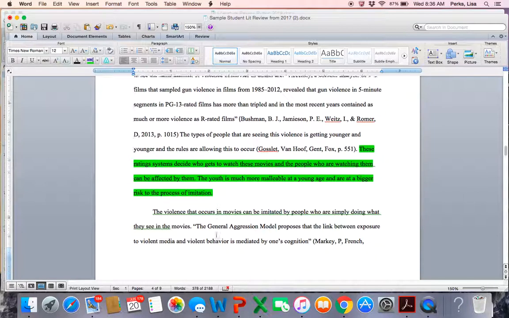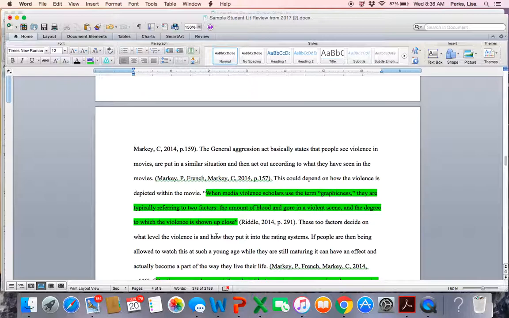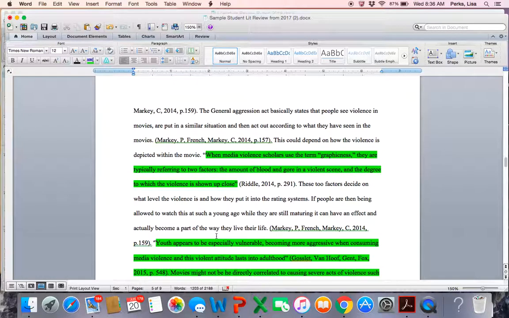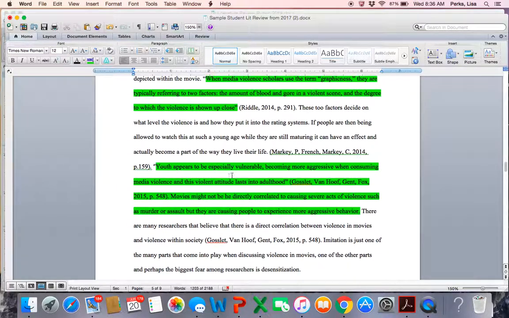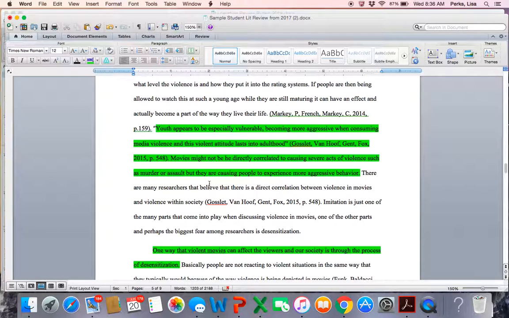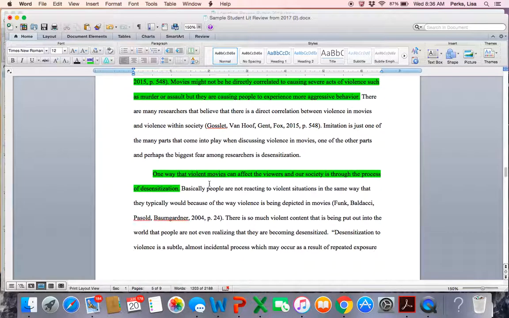So then we have a sense next that he is going to be talking about some of the concerns about youth and mediated violence. Right? He defines this term graphicness, right? What exactly does that mean? How is it being judged or assessed? And then he has some information about how youth are actually impacted, right? So maybe it doesn't cause you to act violently, but it might encourage more aggressive behaviors, right? To be aggressive in different ways. Maybe it's bullying, maybe it's name calling, things like that.